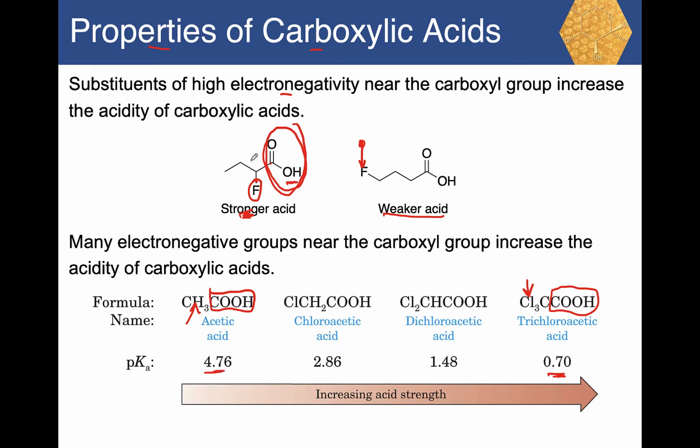So conclusion: if there is an electronegative atom close to the functional group, it's a strong acid. If the same electronegative atom is further from the functional group, it is a weak acid. If there are lots of electronegative atoms close to the functional group, it's a strong acid. And of course, if there are electropositive or less electronegative atoms close to the carboxylic acid functional group, that's a weak acid.